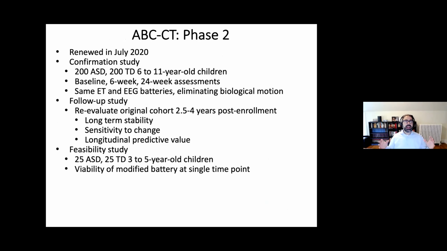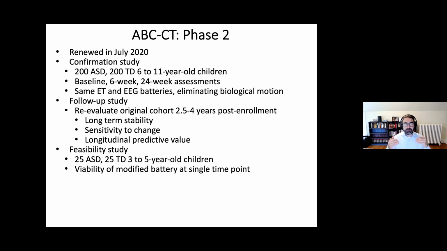We're really excited that in July of last year, we were funded to do a second phase of the ABCCT. The second phase is going to consist of three studies. The first is a confirmation study, which is basically going to be a replication of that first study I've already described to you. The only difference is we're going to take out one biomarker that didn't work very well, and we're going to change the balance of our sample, so it's half autism and half TD, instead of two-thirds autism, one-third TD.